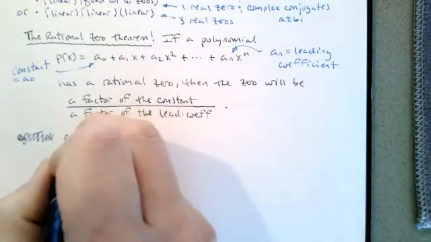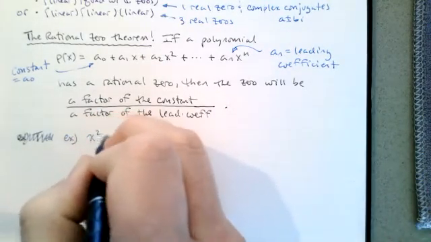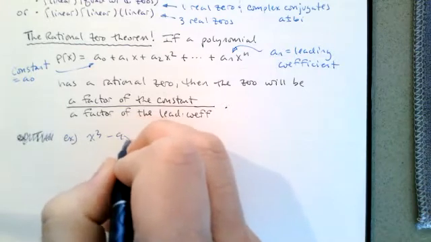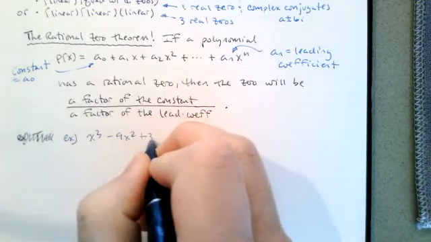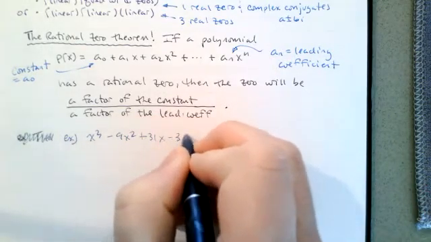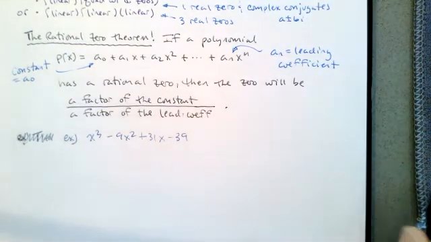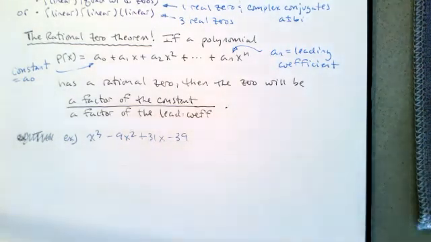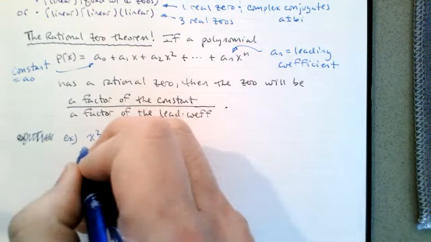So for example, let's take a look at x cubed minus 9x squared plus 31x minus 39. If this polynomial has a rational zero, we'll have factors of 39 over factors of 1. That greatly limits things. So the leading coefficient is 1.